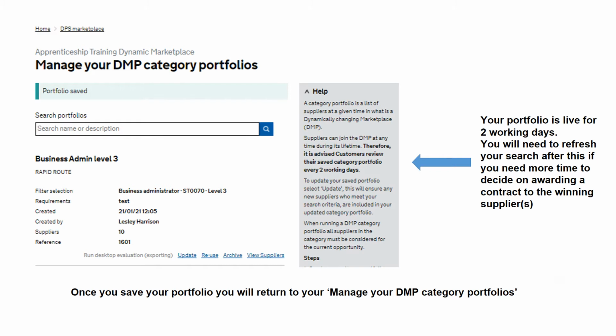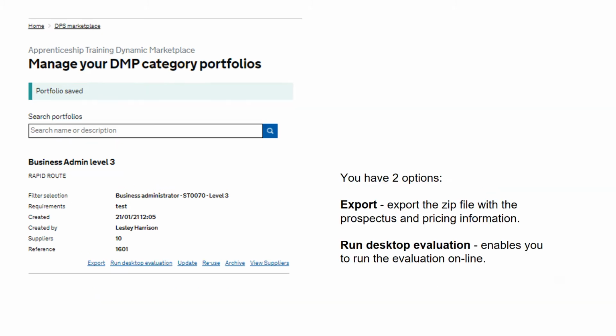Standard award only. You will be able to export the supplier list required for your further competition. Conduct your further competition using your own system. Rapid award. You will see greyed out Run Desktop Evaluating Exporting. This will refresh after a minute to export and run desktop evaluation.